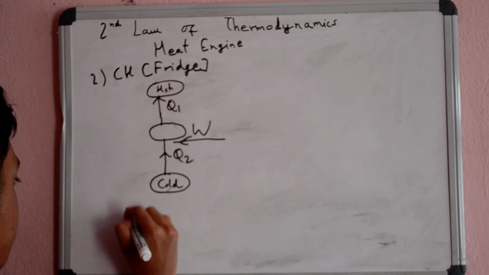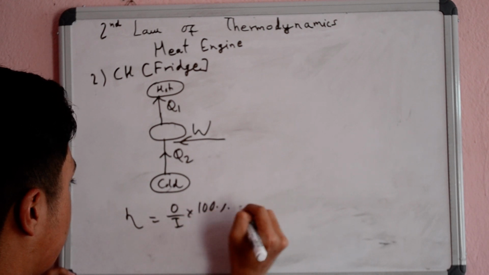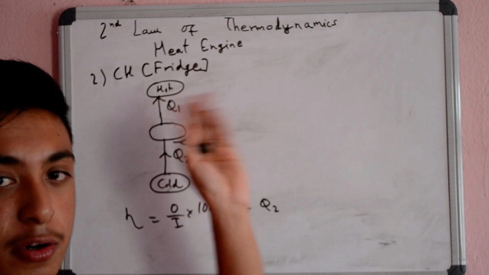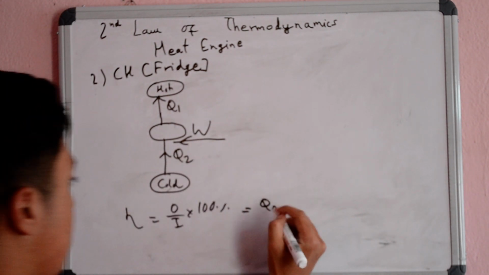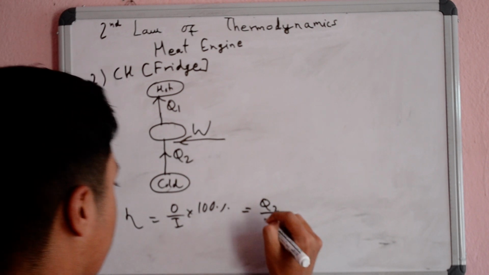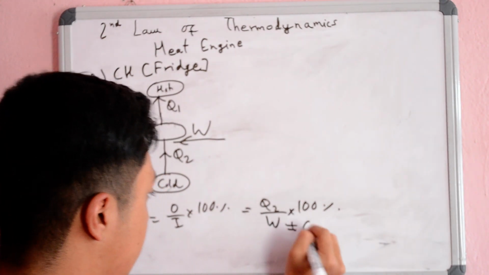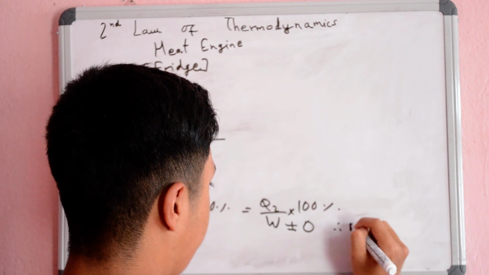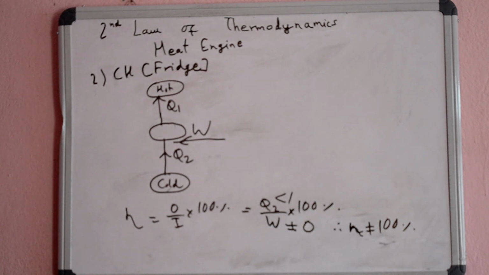So that means our efficiency is again output by input into 100%. Now our output is actually Q2 because we're trying to transfer the heat energy to the hot body, right? To keep our foods warm, we want to do that. So we have Q2, and then the input is essentially the work done. So this into 100%. And now since the work done is never 0, that means the efficiency is never 100% because this is always less than 1.